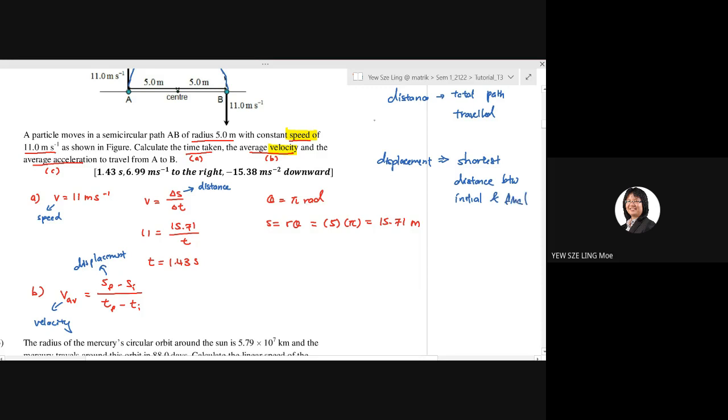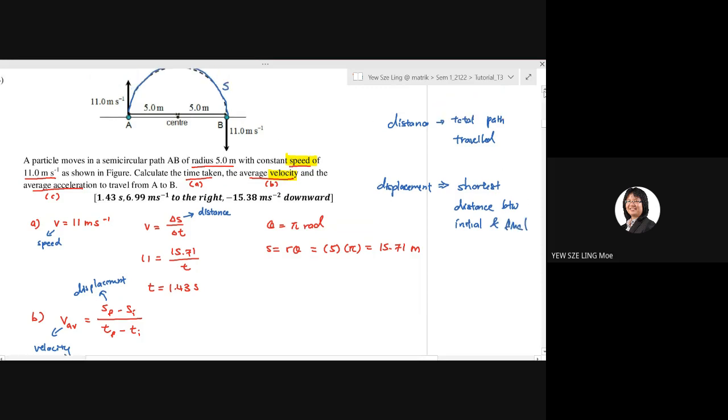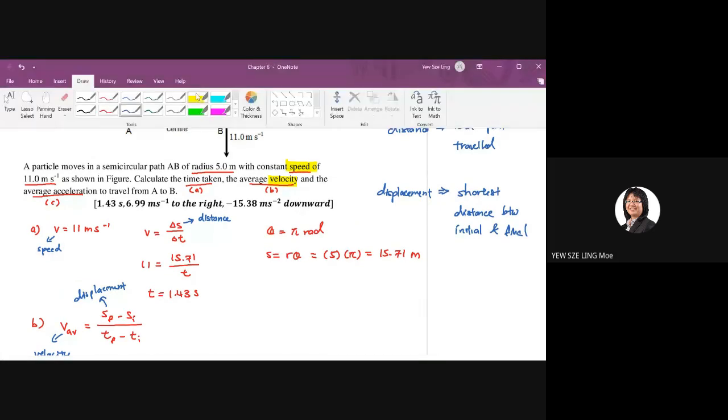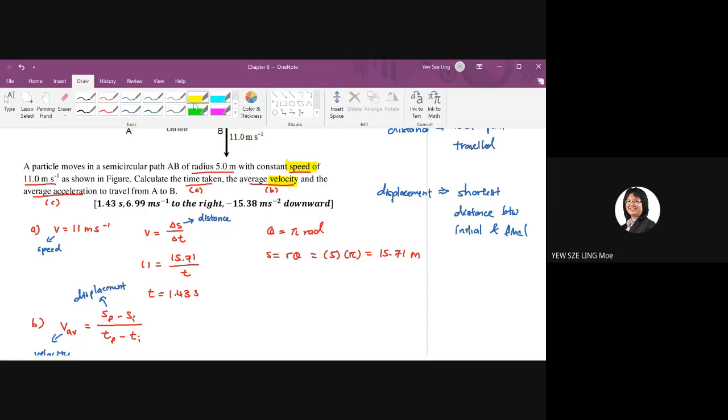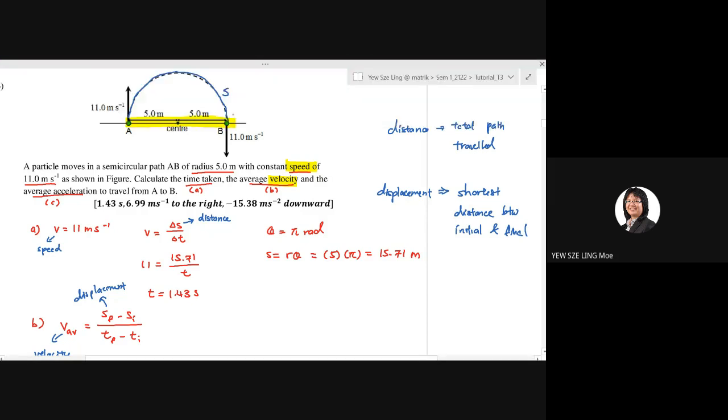If you look at the diagram, my initial position is point A, my final position is point B. The shortest distance between them, which is a straight line, is now the radius of the circle. So this is the shortest distance. It's no longer the blue path. Now you're looking at the yellow path. The highlighted path is the displacement.